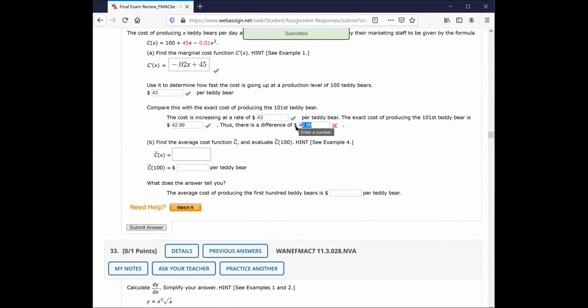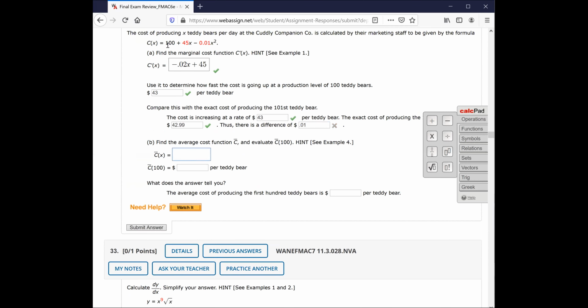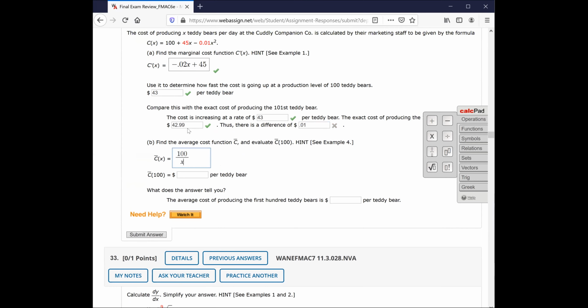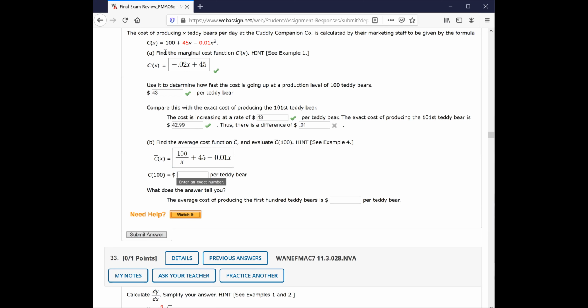Oh, so it wants the difference between these two numbers, which I wouldn't have known unless I'd done this. 0.01. Okay. Now the average cost function is the cost function divided by x. So it's 100 divided by x plus 45, because 45x divided by x is 45 minus 0.01x. So you're just dividing each of these by x. And then C bar of 100 means to put 100 in for x.